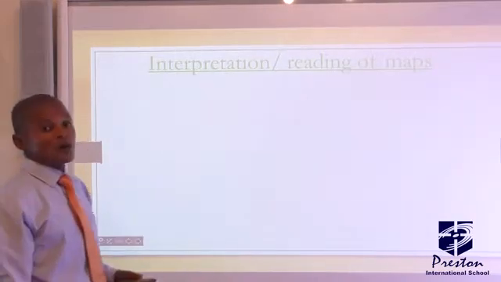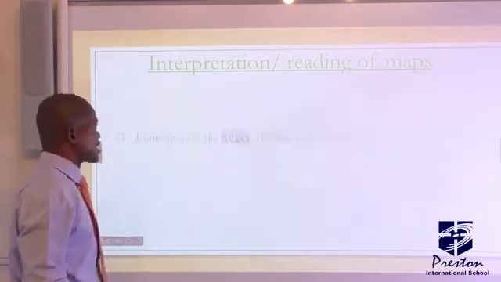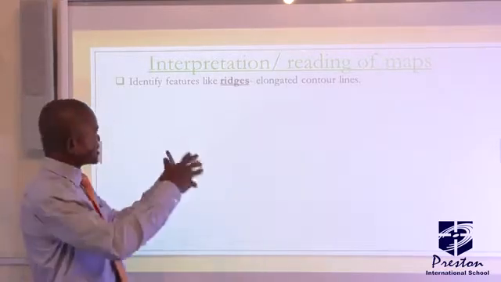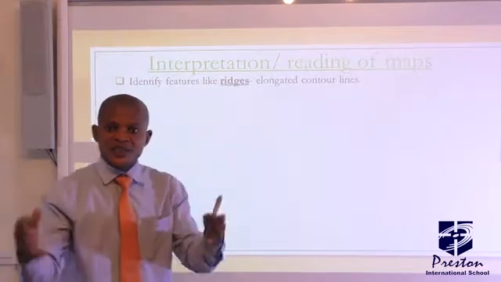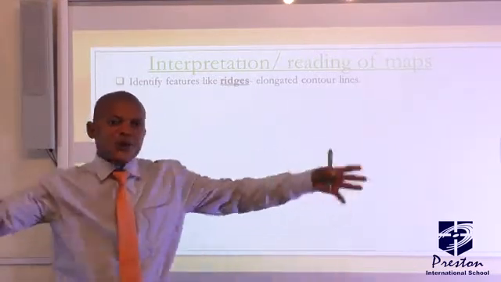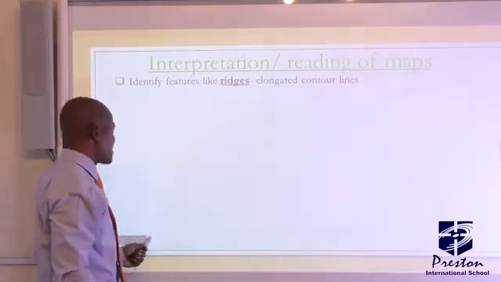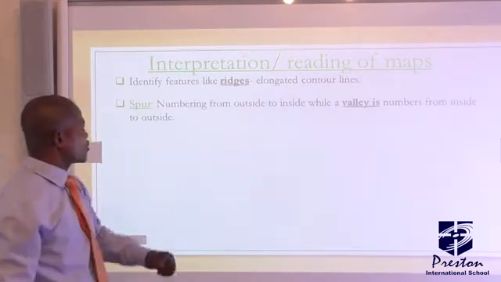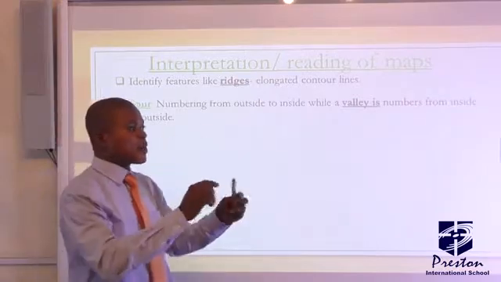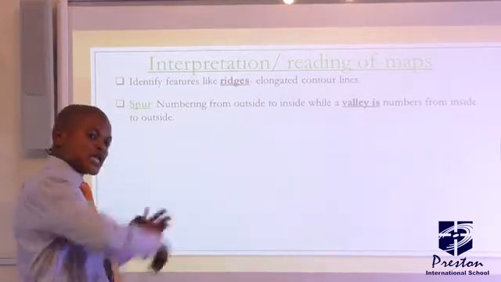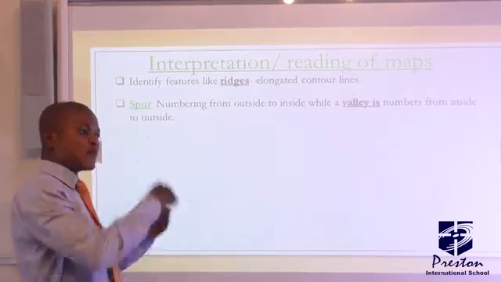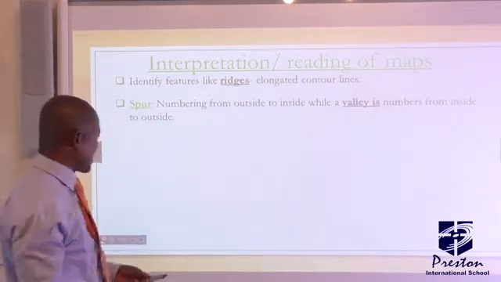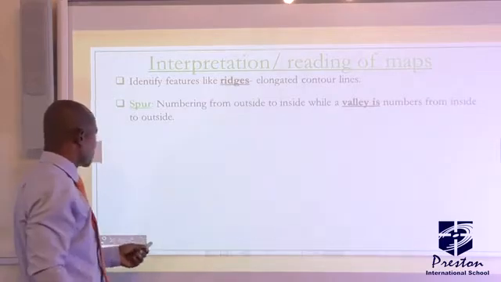How to interpret or read a given map, especially the Sere district map posted to you. Now, on the map, you can see ridges. A ridge is a feature shown with elongated contour lines. That is a ridge. I will show you very briefly, very soon. A spur: when you see a shape that is numbered from outside to inside, it's a spur. But when it is numbered from inside to outside, that is, the bigger number outside, that is a valley. I'll just show you briefly very soon.